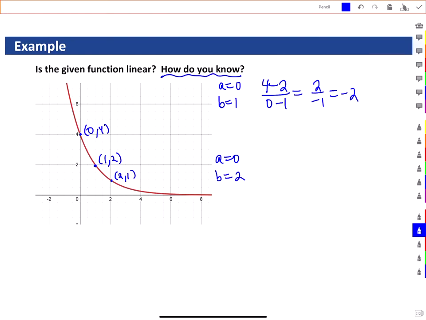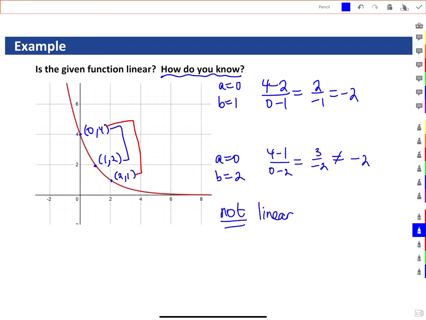The first time I did the average rate of change between these 2 points, and the second time I'm going to do the average rate of change between these 2 points. If it's linear, what do we expect? We expect to get negative 2 again. So let's see if that happens. f of b minus f of a is 4 minus 1 divided by 0 minus 2. I'm going to get 3 over negative 2, which is definitely not equal to negative 2. So I could definitely say this is not linear.